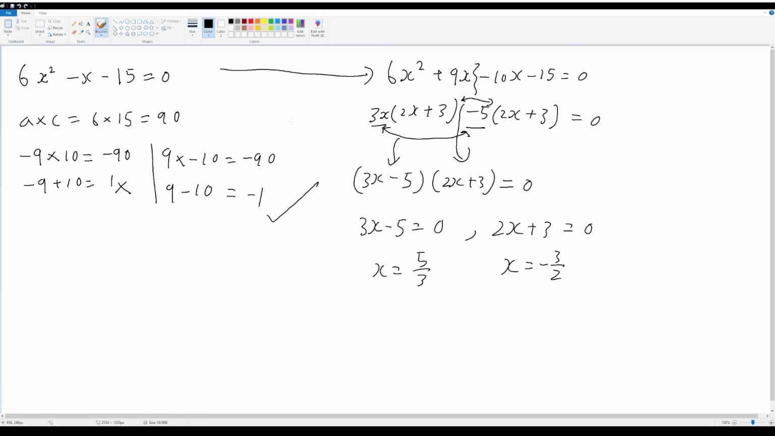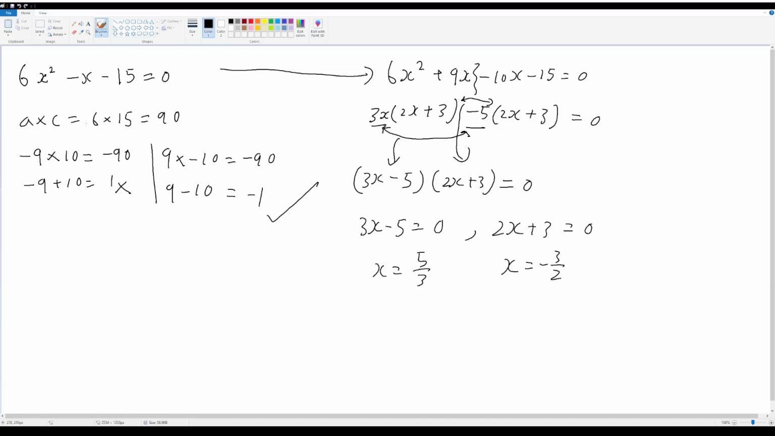Well, method number 3 is a more traditional method called the grouping method. So here, let's say 6x squared minus x minus 15 equals 0. So here you have to do a times c first. Here it is negative 90. Now you have to find what factors work to split up b, which is also a factor of a times c.